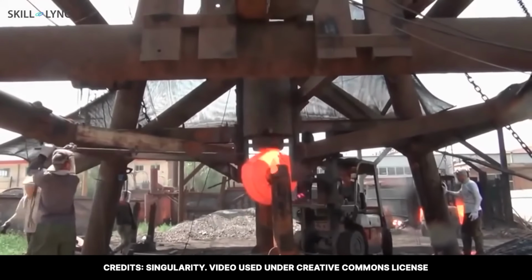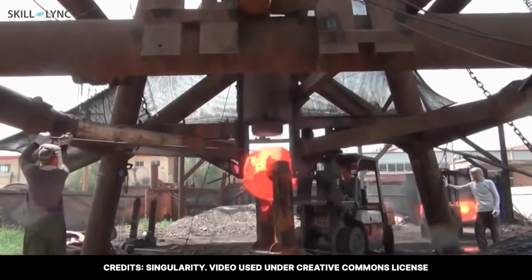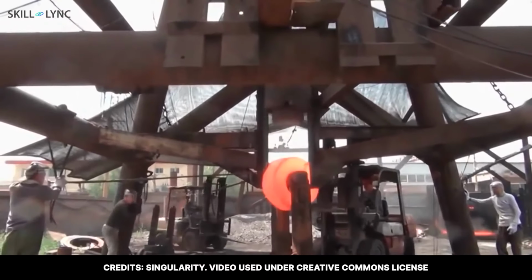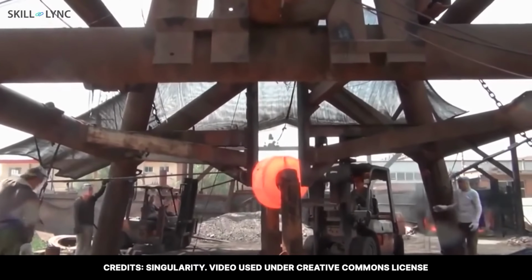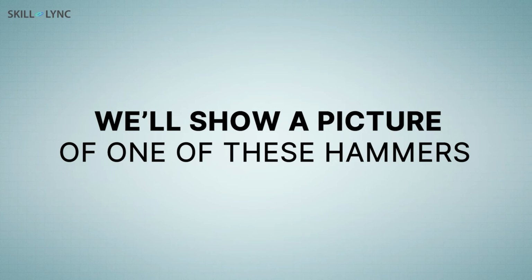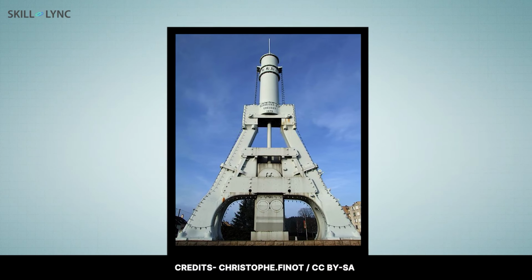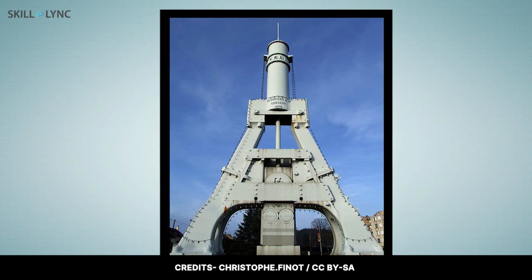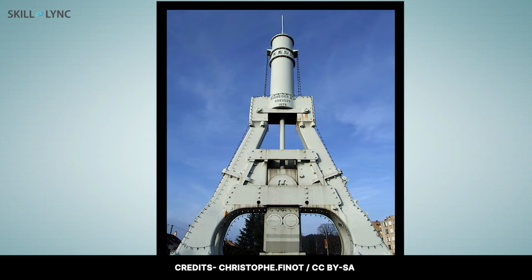These trip hammers are the basis for all modern industrial forge hammers, which are powered by hydraulics, electricity, or compressed air. These hammers have a reciprocating weight of upwards of 1 ton. To give you a small idea of how big these hammers can get, we'll show a picture of one of these hammers. The Crusoe steam hammer, built in 1877, is 25 feet high and was able to deliver a blow of up to 100 tons on the workpiece.